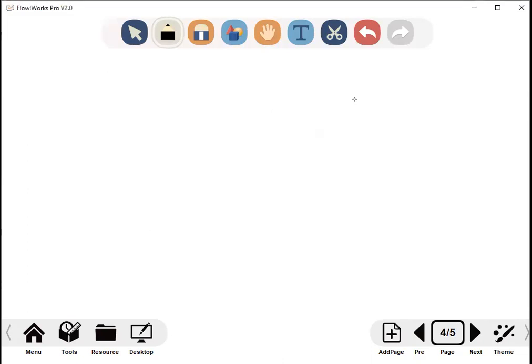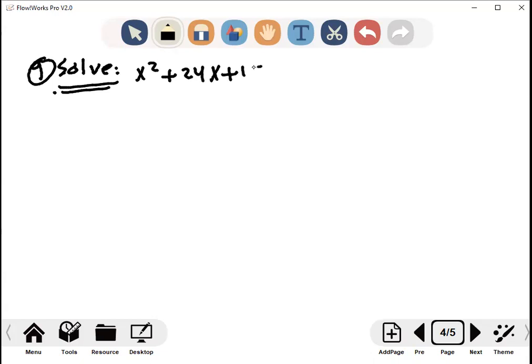After question 7, we have 9. Solve by completing the square. Let's remember it together. Question 9. Solve x power 2 plus 24x plus 150 equal 0 by completing the square.